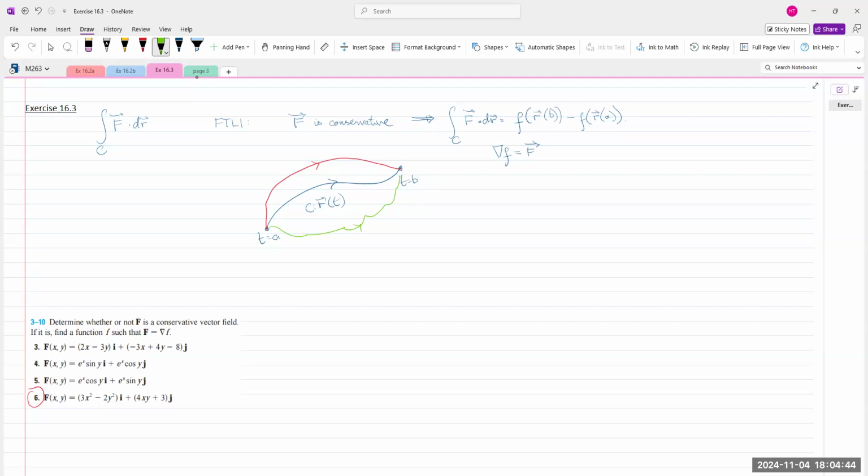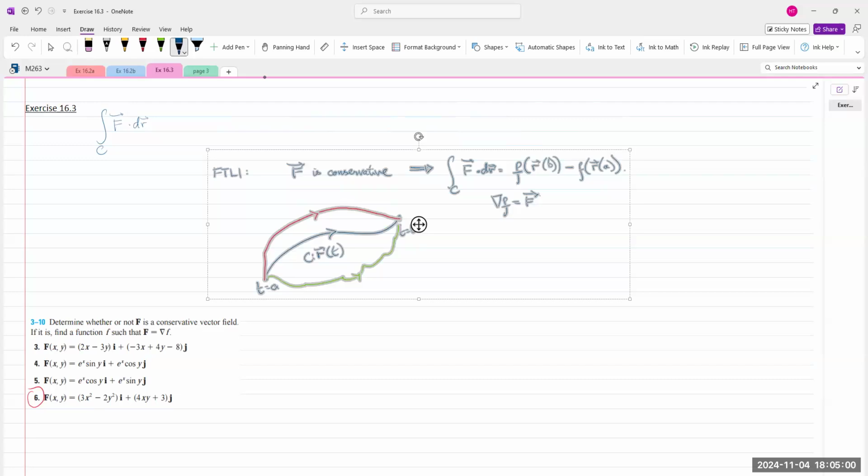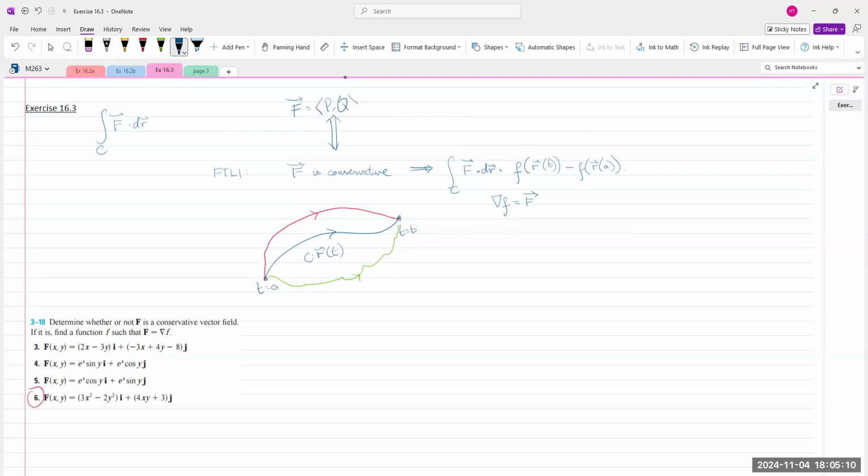Now, the things that we will review here: if the vector field is conservative, then how do we find the potential function? Actually, let's do more. How do we know that the vector field is conservative? In two dimensions, let's say the vector field F is given by P, Q, a two-dimensional vector field. It is conservative if P sub y equals Q sub x.